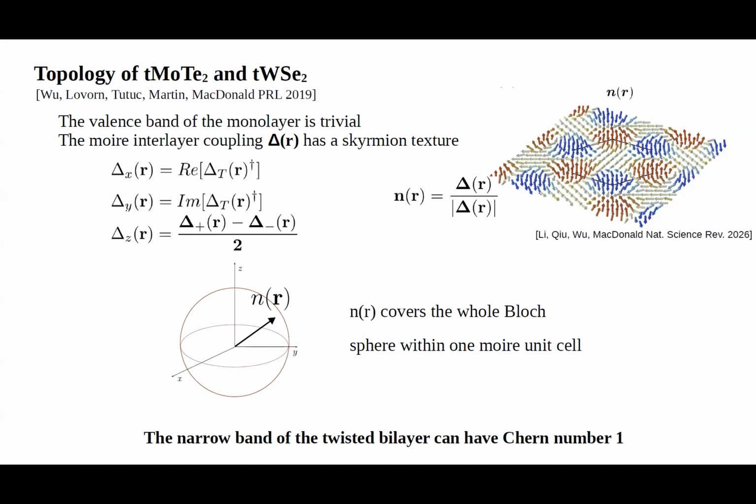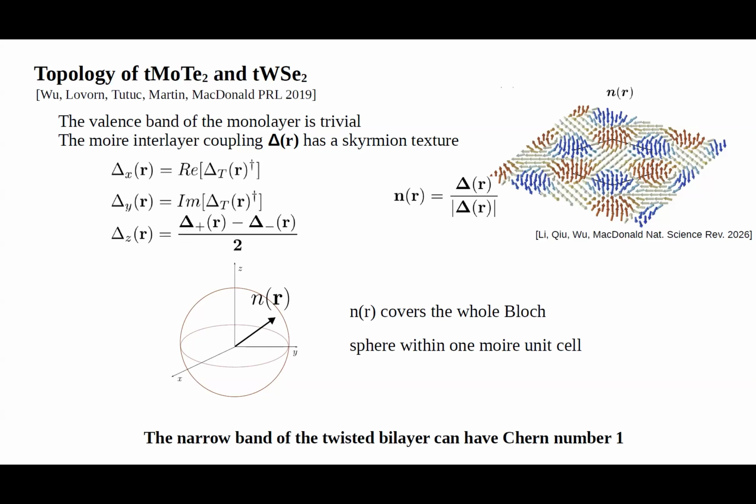No, I think this is really about the moire potential itself, the way that the different components of the moire potential wind in the unit cell. Okay, that's not going to answer what you're saying.